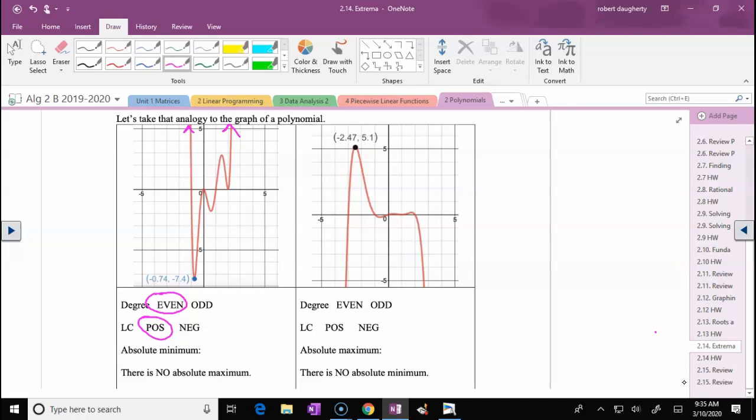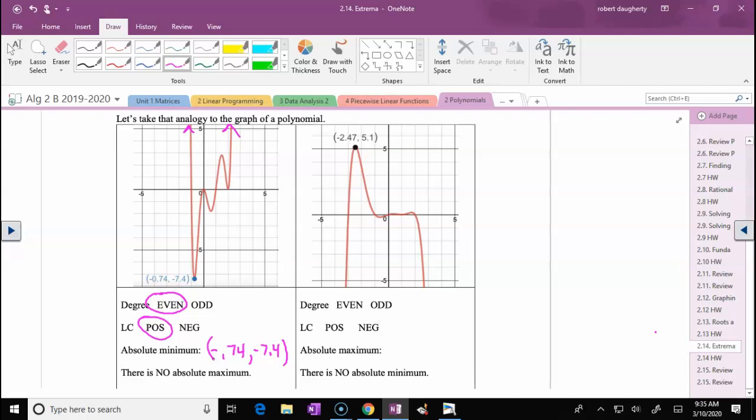Yeah, it's this point right here. So the absolute minimum is negative 0.74, negative 7.4. That is the absolute minimum of this graph. Now, it says there is no absolute maximum. Why is there no absolute maximum? Yeah, it keeps on going up forever.